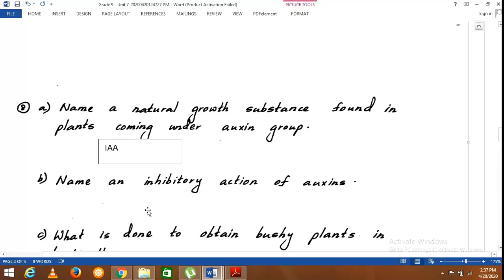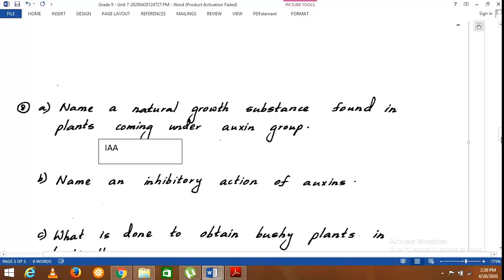While auxins promote the curving of the plant stem towards light, auxin has an inhibitory action as well. That is, it inhibits the growth of lateral buds. You know, the lateral buds will give rise to the branches. The branches arise from lateral buds. But when there are more auxins, the growth of lateral buds into branches is inhibited.